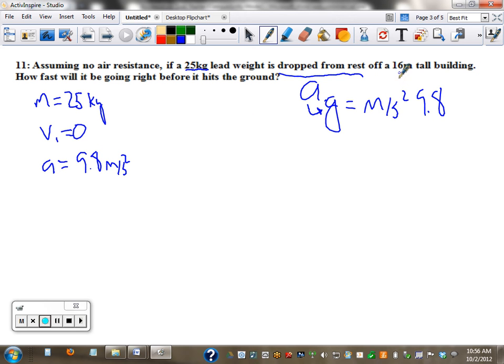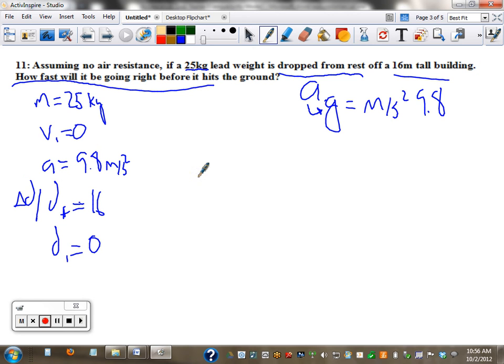And we know it's 16 meters tall, so the distance final is 16. Or you could say the change in distance. We also always know in this class that distance initial equals 0. These two we can treat as the same. So the formula in order to solve for how fast will it be going right before it hits the ground, velocity final is what we want. Velocity final squared equals velocity initial squared plus 2 times acceleration times change in distance.